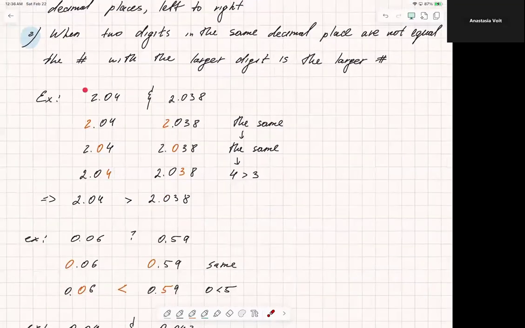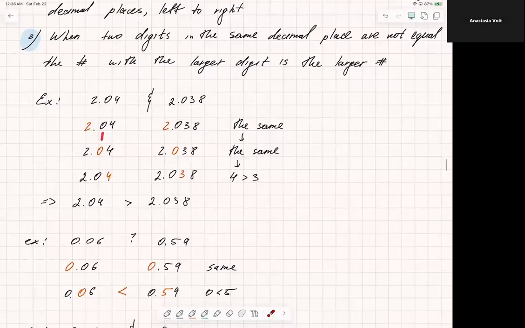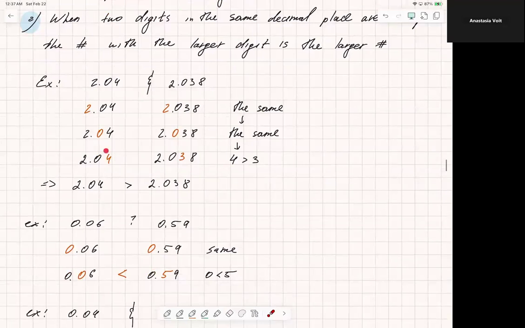Okay, so let's look at the example. So we have 2.04 and 2.038. Which one is greater? Which one is the larger number? So first we start comparing the first digits, which are 2. So these are at the same location. These are whole numbers. These are the same, so we move on to the next digit. So the next digits that we will compare are zeros, right? So zeros are the same. Again, we move on. Next one would be 4 and 3, okay? These digits are both in the 100th position, but 4 is greater than 3.